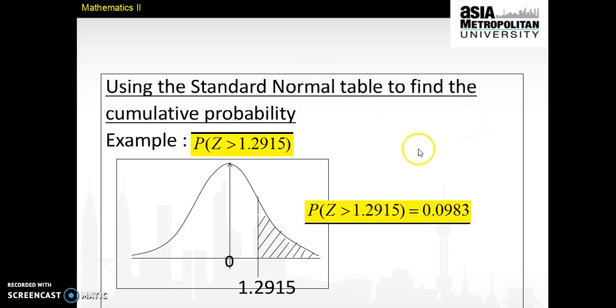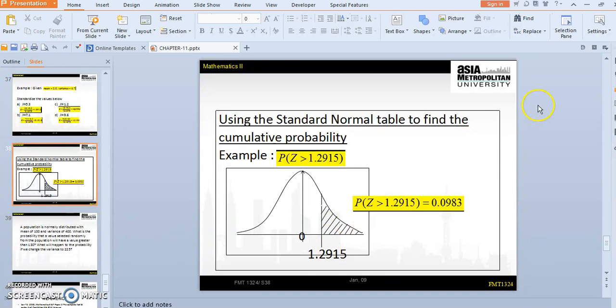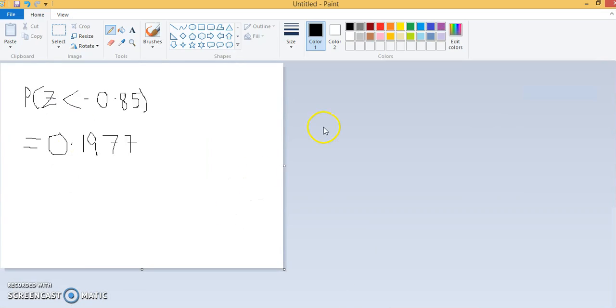This one is z greater than 1.2915. You know that 1.2915 is a positive value, which is on the right hand side, and because this is greater than, it means that you are looking at the area on the right hand side. So this is the area that we want.